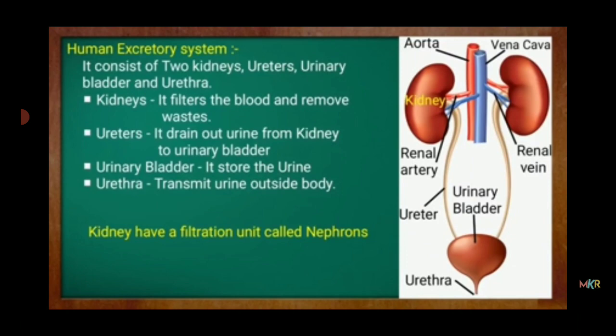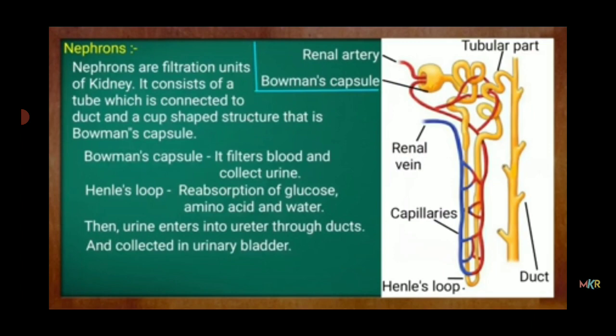Kidney has a filtration unit called nephron. So this is nephron. Nephrons are filtration units of the kidney. It consists of a tube which is connected to a duct and a cup-shaped structure that is called Bowman's capsule. Bowman's capsule filters the blood and collects the urine. Henle's loop reabsorbs the glucose, amino acids and water.